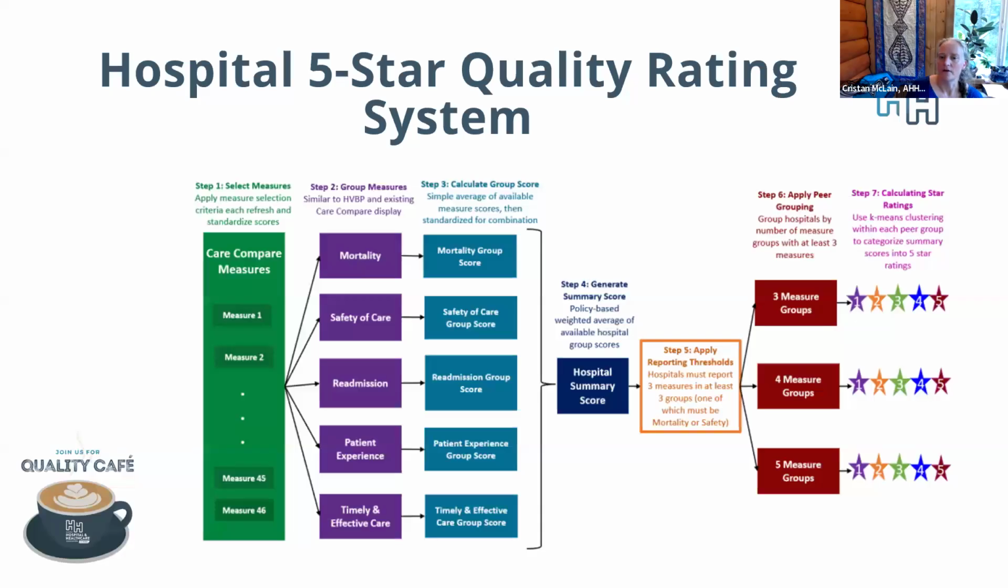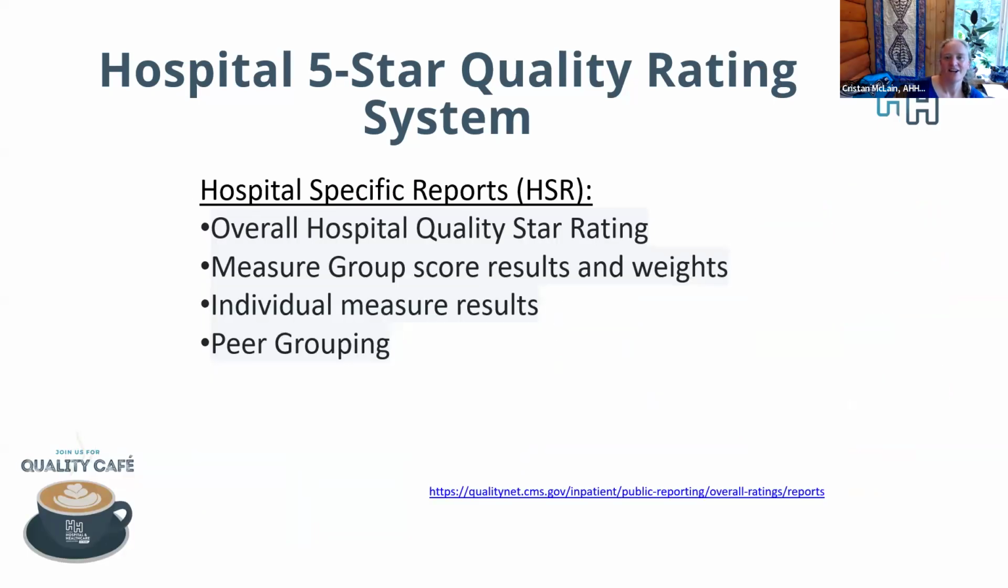I skipped step 5. Okay. In step 5, they apply the reporting thresholds. Hospitals must report at least 3 measures in at least 3 groups to obtain the star rating. If not, you are excluded. And one of those groups must be either mortality or safety. Then in step 6, they apply the peer grouping, depending on how many you have. And then in step 7, they calculate the star ratings within those peer groups using that k-means clustering algorithm. Hope that's clear as mud.